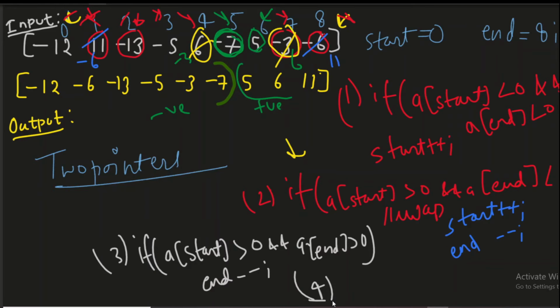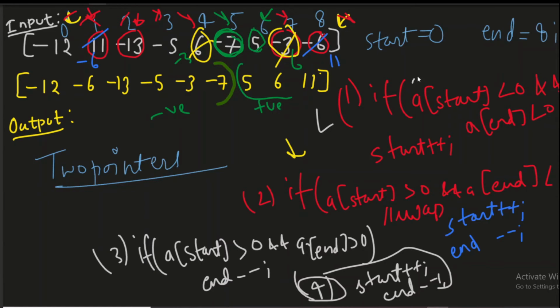So fourth case would be array at start is pointing towards the negative element and array at end is pointing towards the positive element. So I do not need to do anything about that. I will just simply do start plus plus and end minus minus. This is my fourth case. So we have discussed 4 cases.